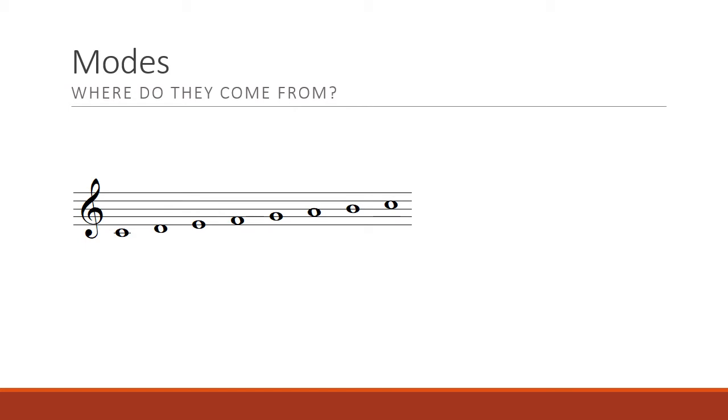I want to talk about where modes come from, where they're derived from. We already know that the C major scale is called the Ionian mode. But if you take those same notes, the white keys of the piano, and instead you start on D, that makes our Dorian mode. And the reason for that is because D minor would normally have a B flat, but we have a B natural.